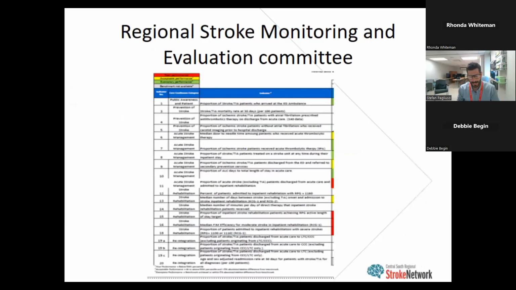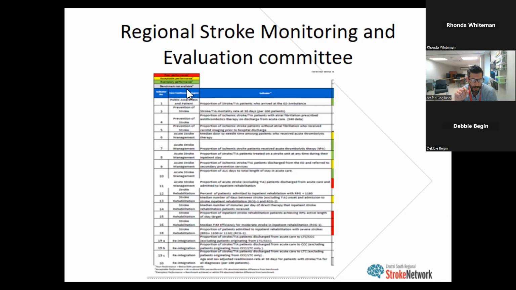And finally, today, I just wanted to focus a little bit on a committee we have in our region that looks specifically at stroke performance metrics on a quarterly basis. This committee is called the Regional Stroke Monitoring and Evaluation Committee. And what this committee does is it looks at the indicators which I've listed here across the continuum of care, inclusive of the entire continuum, looking from hyperacute straight through to the community, stroke rehabilitation, and even to complex continuing care and long-term care admissions from our region.